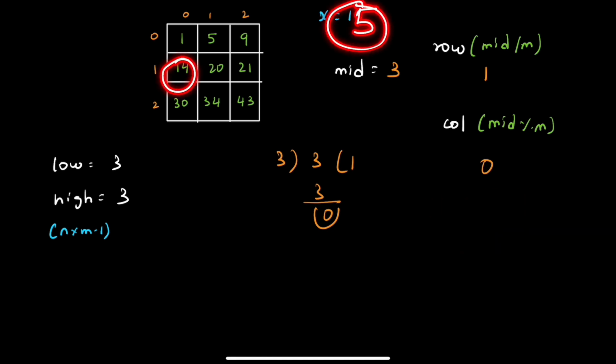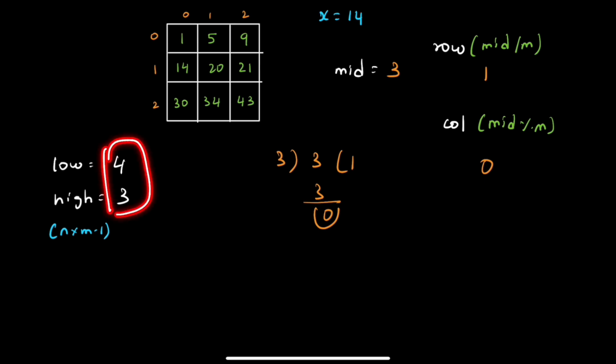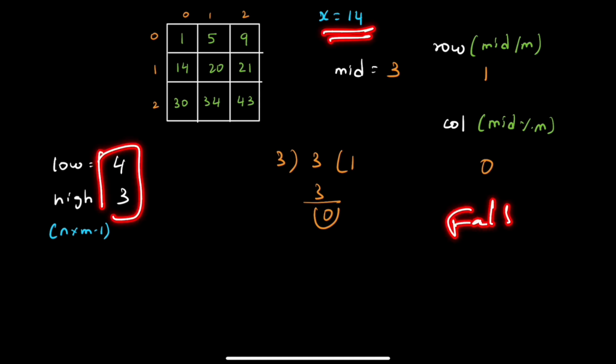So 14 is not equal to 15. So what will we do? 15 is greater than 14, right? So we'll update our pointer with mid plus 1, which is nothing but low will become 3 plus 1. So low will become 4. Okay. Now here, as you can see, low has become greater than high, which is the base case of the binary search, right? So at this point only, we need to break out of the loop. So when we break the loop and have not found this element, we can simply return false.